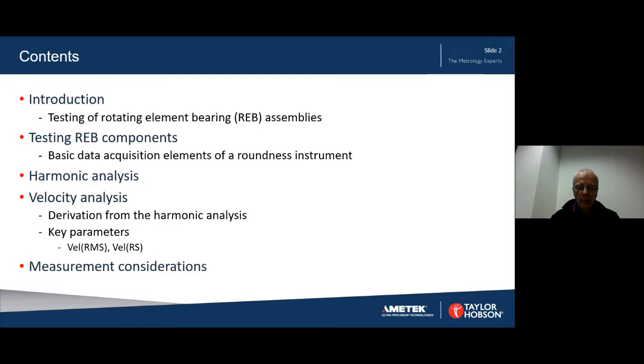To begin with, we'll look briefly at the measurement of vibration on a finished bearing assembly, and we'll then look at how some of the individual components could be tested by measuring on a Roundness instrument and analysing using velocity analysis. We'll look at the mathematical background to the analysis and the definition of two key parameters. Finally, we'll look at some of the factors that influence the measurement results.